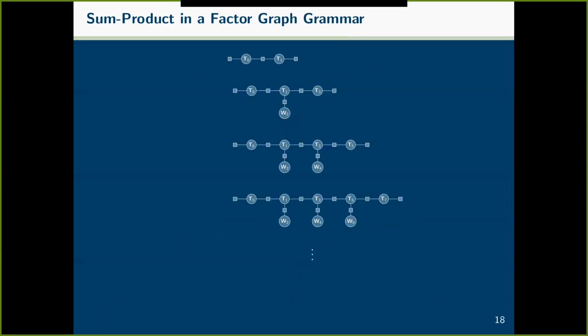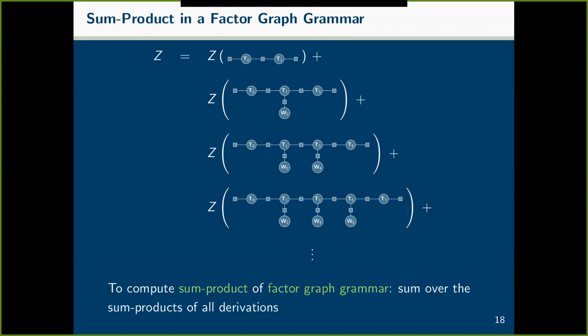And the answer is that first, we're going to think about all of the graphs that could be generated by this grammar. And we're going to take the sum-product of each one using the formula from factor graphs from a couple slides ago. So for each one of these graphs, we're going to sum over all possible assignments and get its sum-product. And then we're going to add all of these sum-products together, and that's going to give us the sum-product of the whole factor graph grammar. Does that make sense?